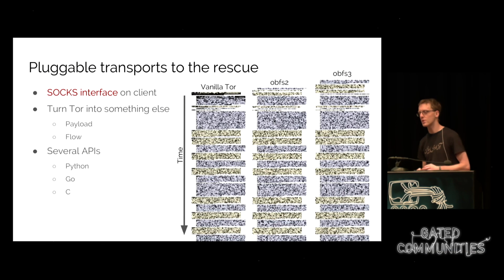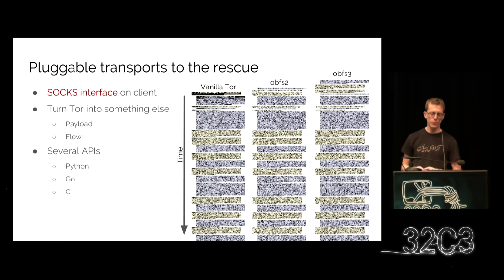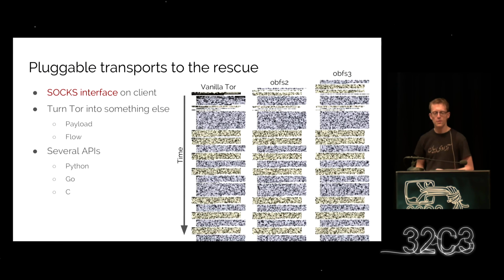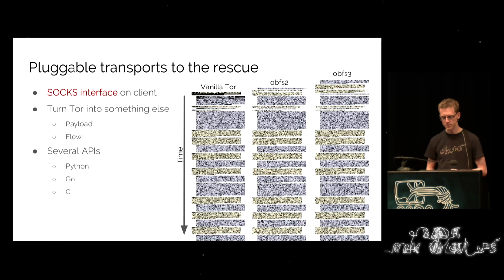And it's a really flexible system, since you can modify payload just like you can modify flow information, right? You can deal with things like packet lengths. And there are also APIs for several different languages. It started out in C, and then we noticed it's actually a little bit cumbersome to write those modules in C, and then we re-implemented it in Python, and now there is also one in Go.